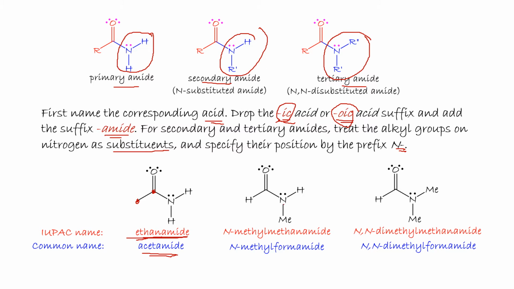For this one, we have methyl, and we have only 1 carbon for the acid, so that's methanoic. It will be methanamide. And we have methyl on nitrogen, so it will be N-methyl methanamide or N-methyl formamide. Here we have 2 methyls on nitrogen, so it will be N,N-dimethyl methanamide or N,N-dimethyl formamide.